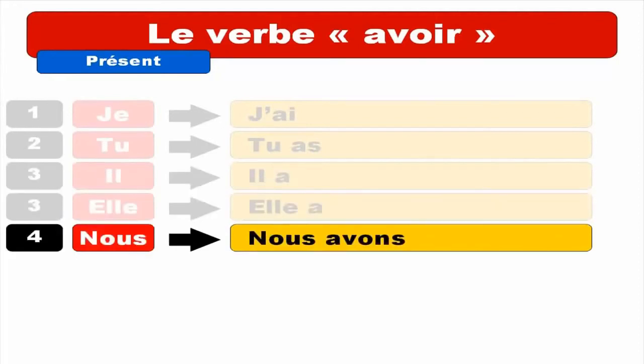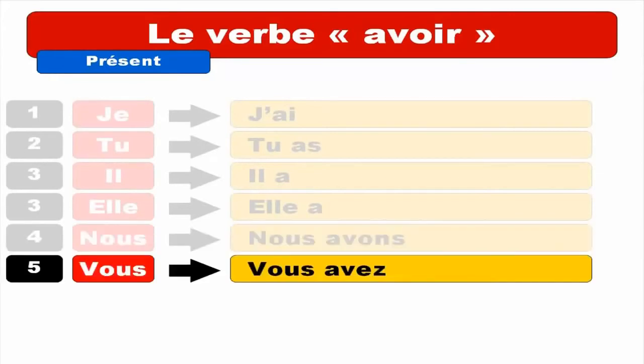Then comes the form for nous. Nous avons. So you can notice that there is a small link between this S and A. That's what we call la liaison. So you get to put this small link. So it's like z. Nous avons. Repeat. Nous avons.